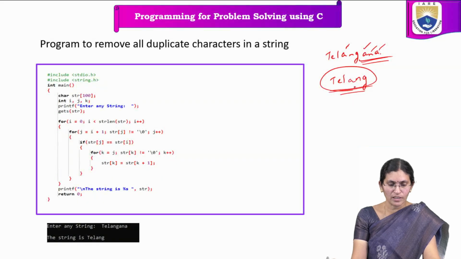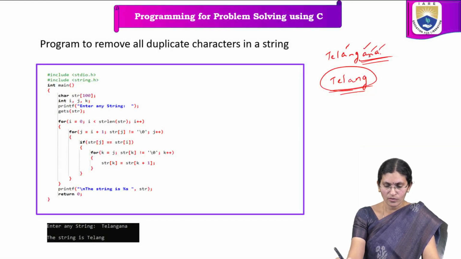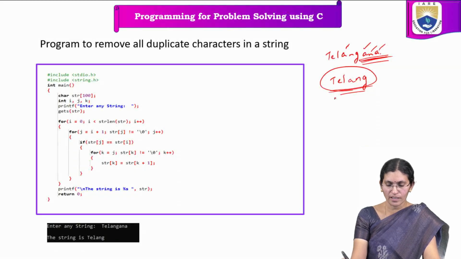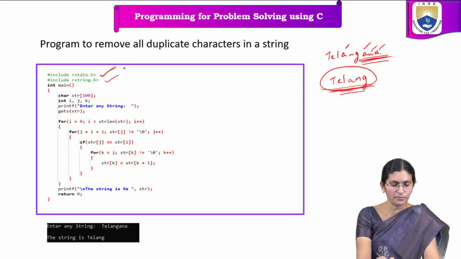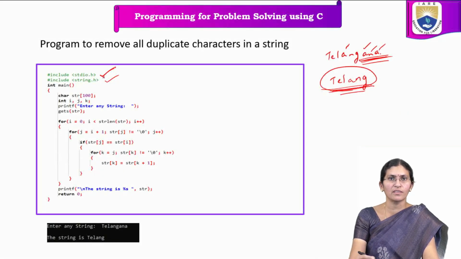The remaining string is printed. This is the program we are writing here: a program to remove all duplicate characters in the string. After removing all the duplicate characters, this is the string we need to print. Let us see the program. We have used two header files here: stdio.h and string.h. In string.h we have the length function strlen.